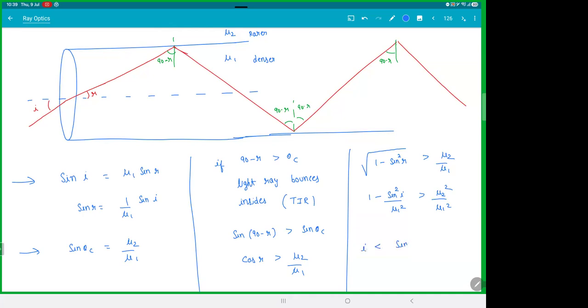sine inverse root over mu1 square minus mu2 square. There. So this was your incident ray. If you satisfy this condition, the light ray will bounce inside. That's it. Really not much on this, but this is the idea in optical cable. So the light rays which you're sending inside should be sent with an angle less than this, which is sine inverse root over mu1 square minus mu2 square. All clear with this? That's your optical cable, again based on refraction.